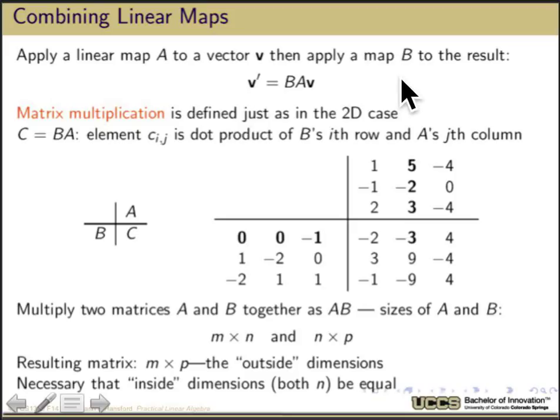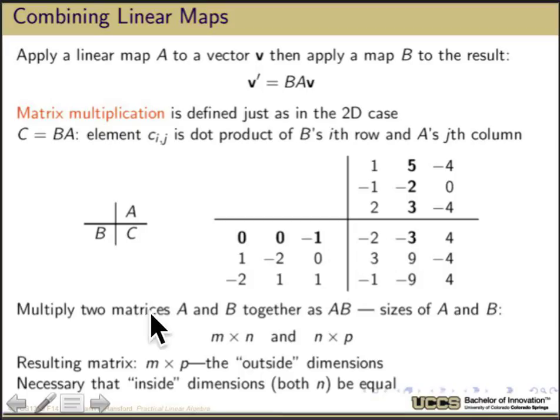So if I want to apply a map A to a vector and a map B to a vector, I can actually multiply the matrices together. And again, in tableau form, it's pretty simple. Here we have B times A to give C. So we take the row of B times a column of A, and it gives us the point of intersection where they come together.